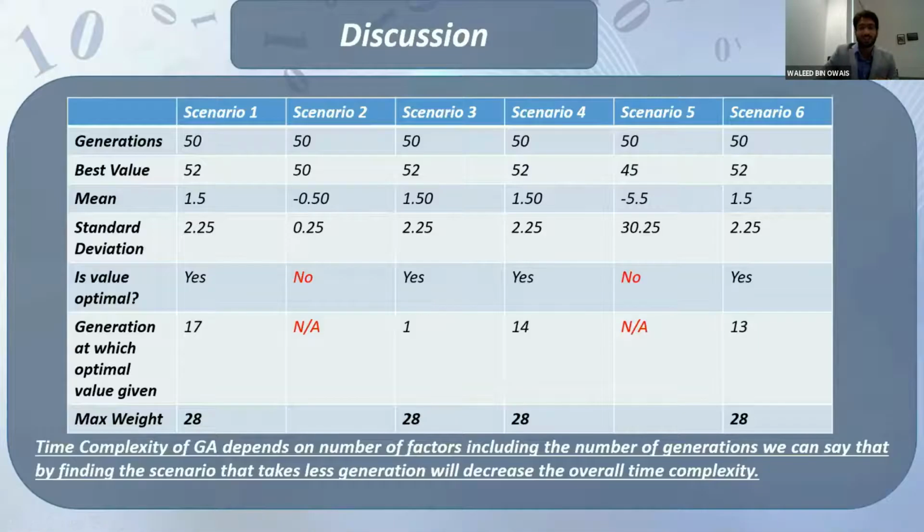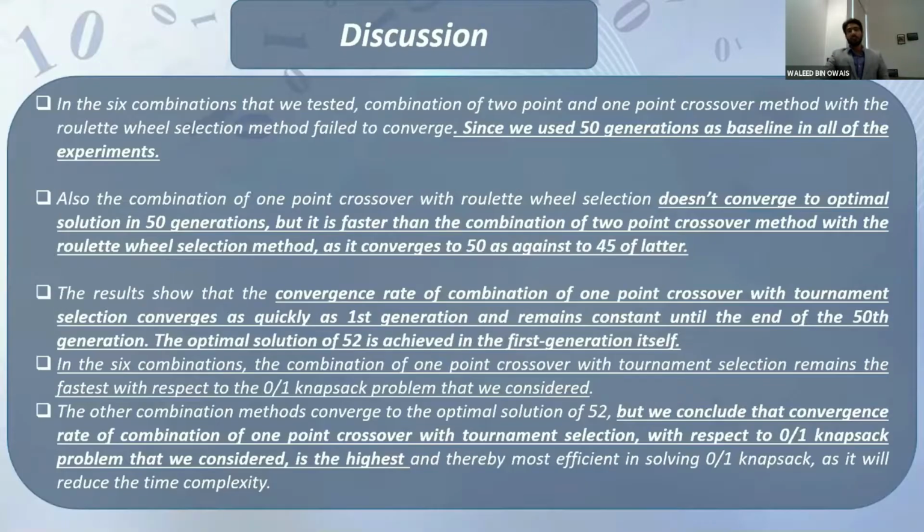So we say that the combination of 1-point crossover with tournament selection gives you the least time complexity. Why? Because the number of generations is less. This is just a discussion of what we discussed in the previous slide. So 50 generations was used as the baseline.